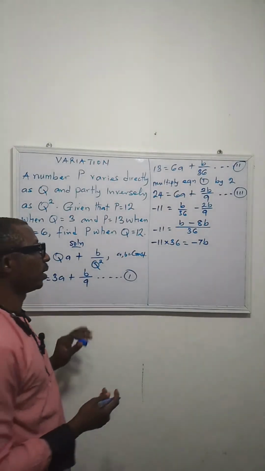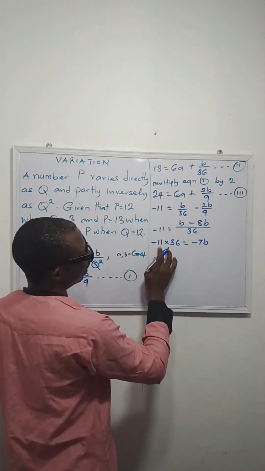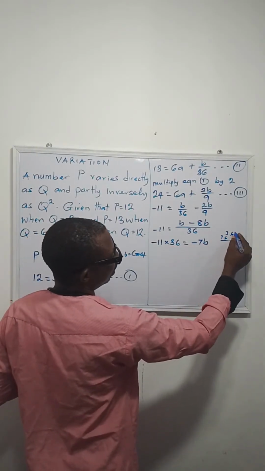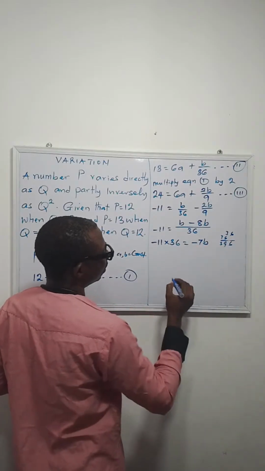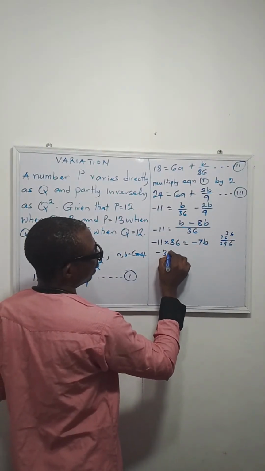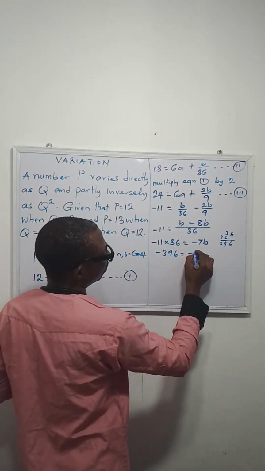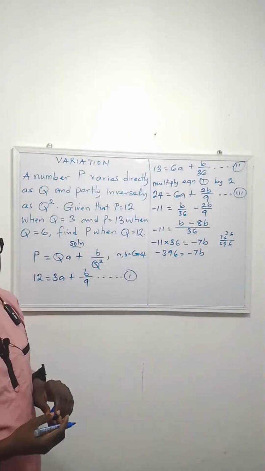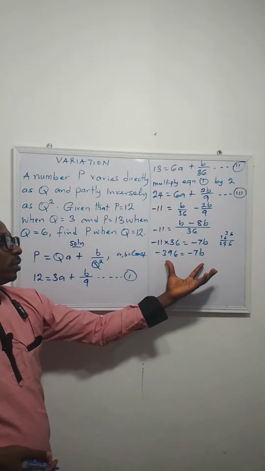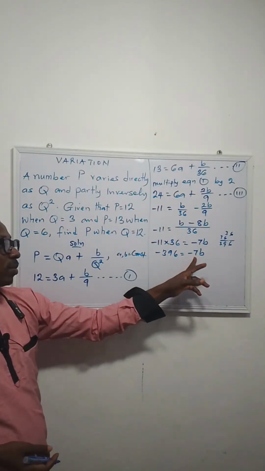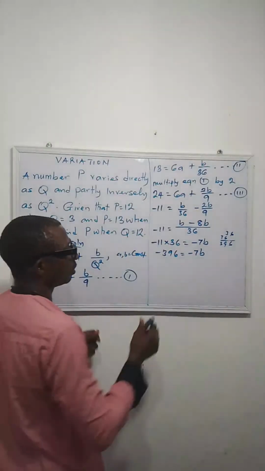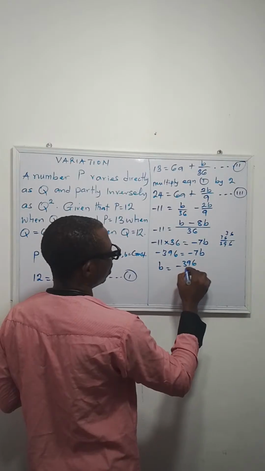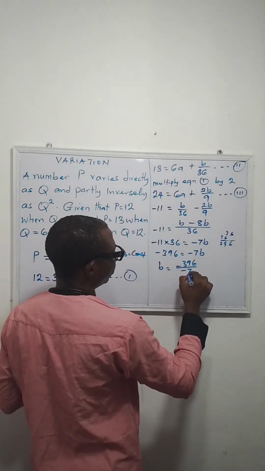Now let's multiply this minus 11 and this together. What do we have? 36, we have minus 396 equals to minus 7b. Okay, so what's the next thing? We divide both sides by minus 7. So that means we have b equals to minus 396 over minus 7.